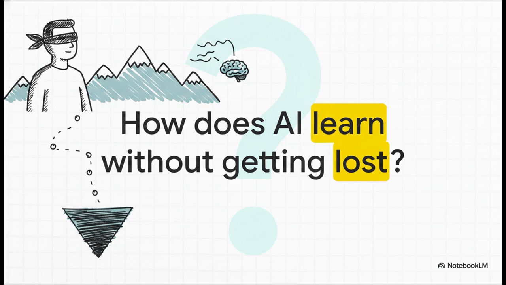In our case, this mountain range is a model's error surface. Every careful step represents the AI tweaking millions of internal weights and biases to find the lowest possible loss. It doesn't know the answer right away. It has to physically feel its way down to the lowest possible error.